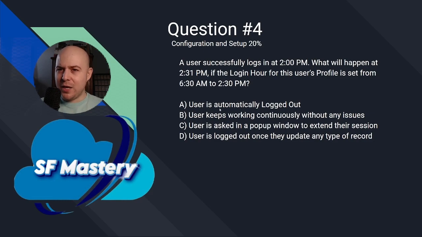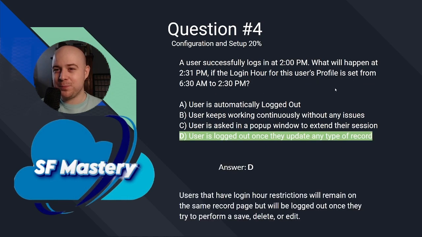A. A user is automatically logged out. B. User keeps working continuously without any issues. C. A user is asked in a pop-up window to extend their session. Or D. The user is logged out once they update any type of record. And this is only one answer. And the letter answer is D. The user is logged out once, only once, they update any type of record.